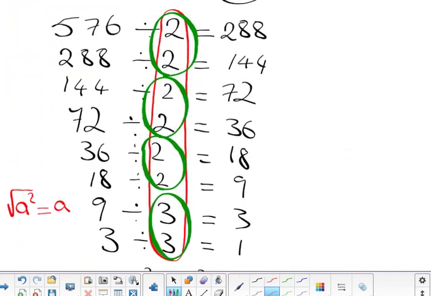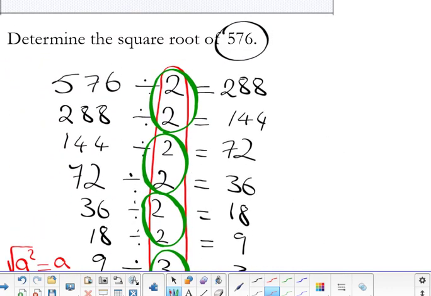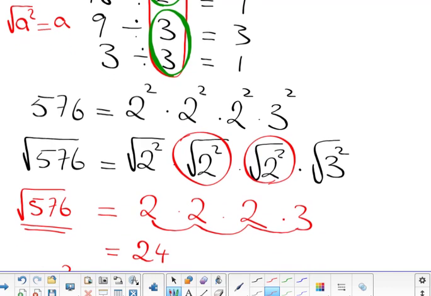Now, for the success of this method, 576 had to be a perfect square to start with before we could use this particular method.